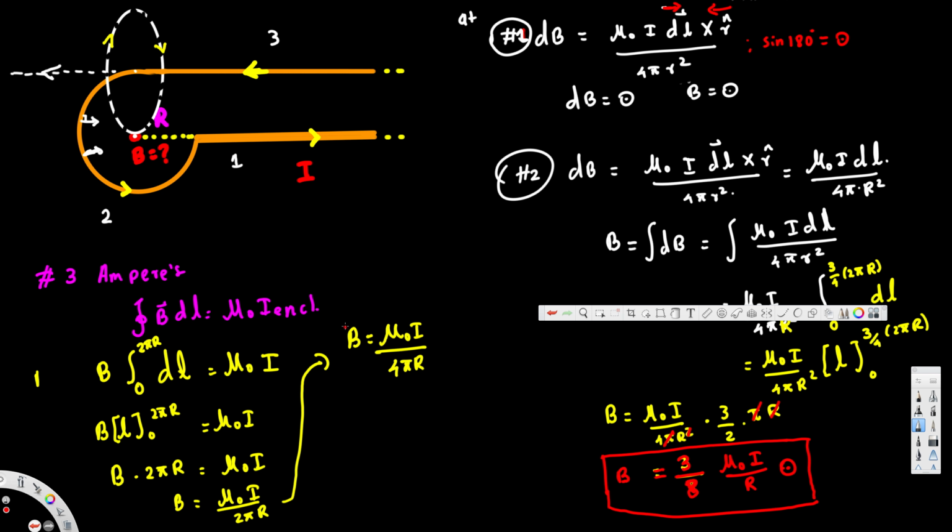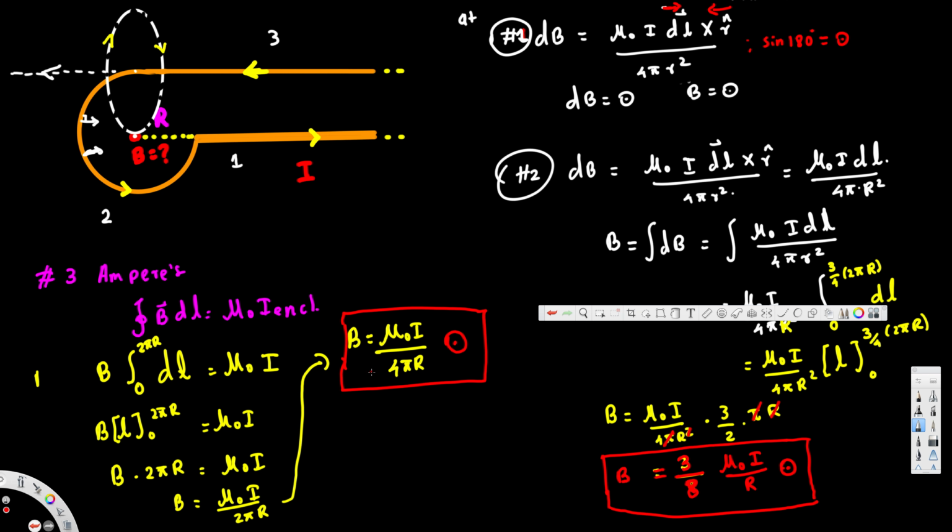Now, to look at the direction, when you point your thumb along this current direction, at the center your curled fingers will come out of the page. So the magnetic field is also coming out of the page, so we put a dot like this. Okay, so this is the magnetic field right here.